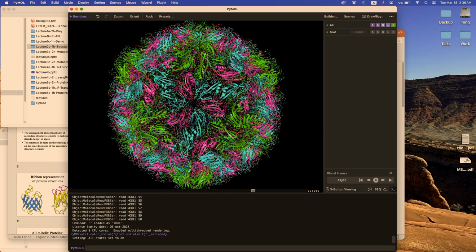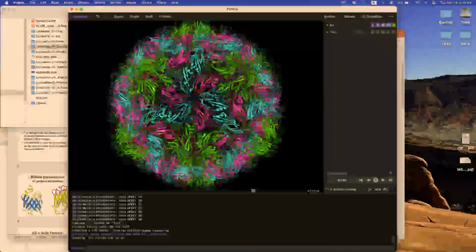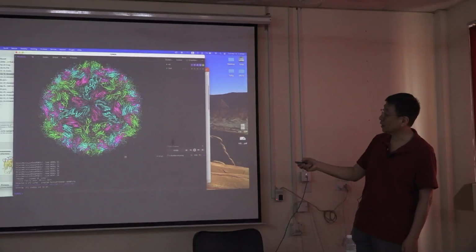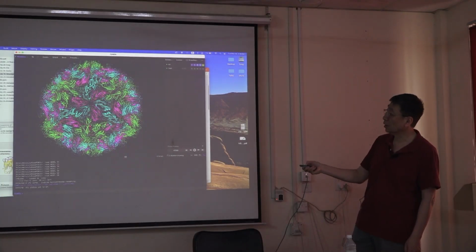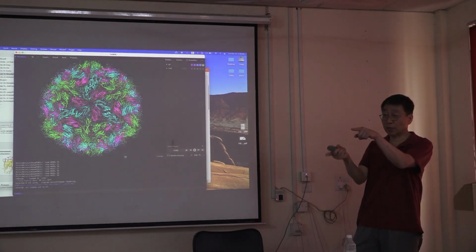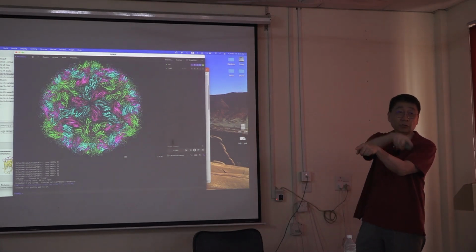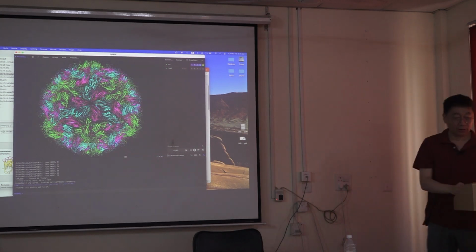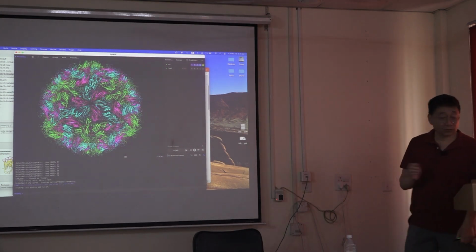And then here, looking down here, you have cyan, cyan, magenta, magenta, magenta, magenta, and green. So here you have a 2-fold, basically relating one and the other by 180 degree flipping back and forth. Okay. So it's a beautiful structure.